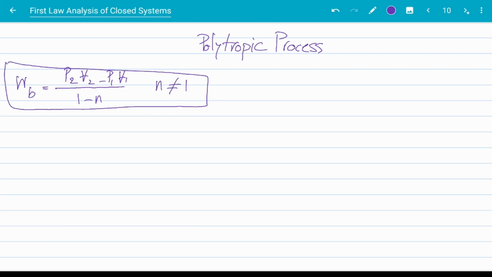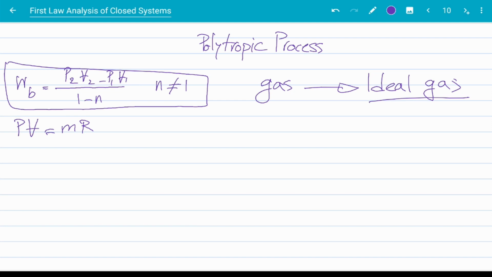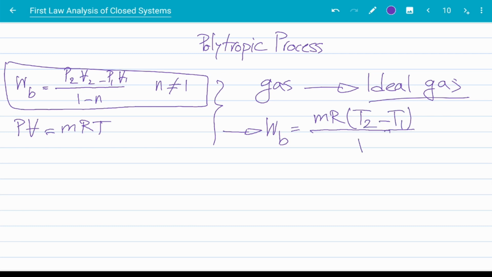Okay, so I just moved up the boundary work equation here. And now let's assume that the gas that we're working with is actually an ideal gas. Now, if we're dealing with an ideal gas, pressure times volume is mass of the gas, gas constant, and temperature. So combining these two equations, I get that the boundary work in a polytropic process for an ideal gas is mass, gas constant, temperature final minus temperature initial, over 1 minus n.